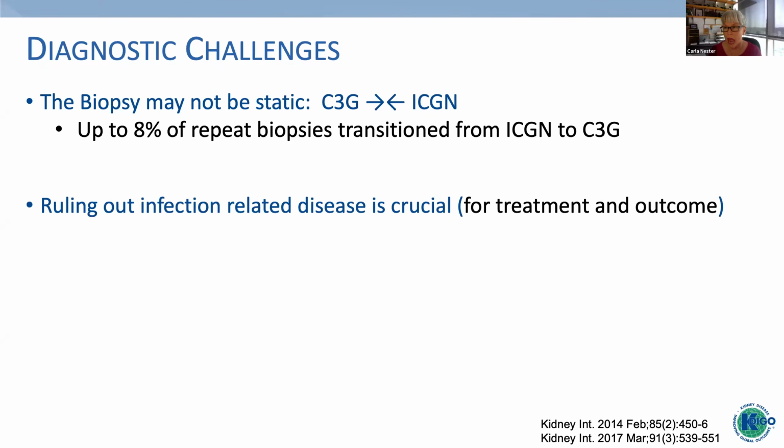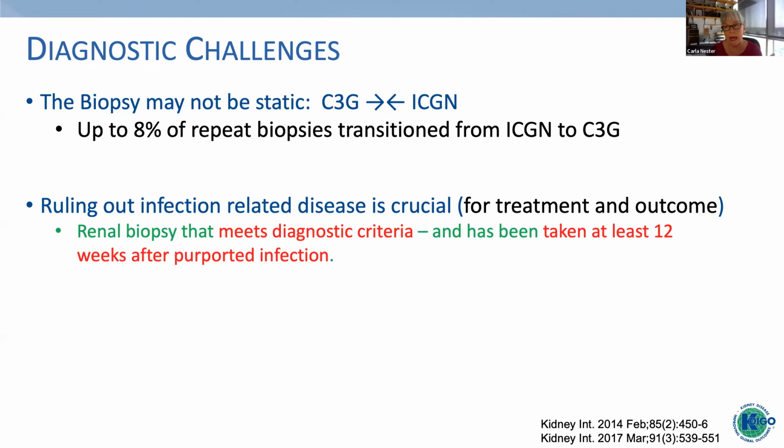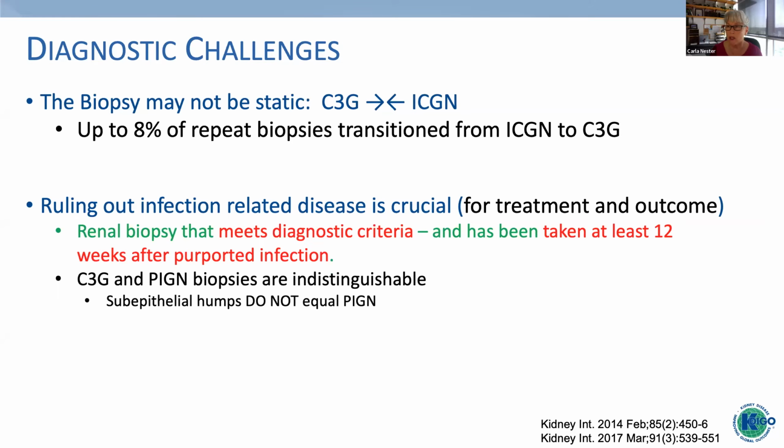As has already been introduced to you, ruling out infection is incredibly important for treatment and outcome reasons, but particularly the outcome reason. From the consensus, a renal biopsy that meets diagnostic criteria, so that's 2 orders of magnitude, but the biopsy really needs to have been 12 weeks after the purported infection. And that was, again, expert opinion, but that group believed that if you collected the biopsy 12 weeks after the infection and it is still meeting criteria, that is one of the best ways to rule it out.